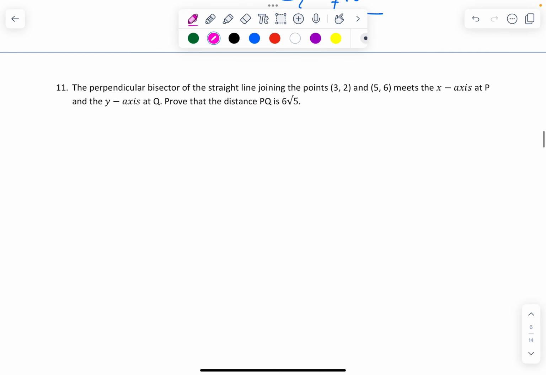Next question, question number 11, straight line graphs. Actually it is a 0580 question. The perpendicular bisector of the straight line joining the points 3, 2 and 5, 6 meets the x-axis, which means y equal to 0, at P, and the y-axis, x equal to 0, at Q. Prove that the distance PQ is 6 square root 5. So he said perpendicular bisector.